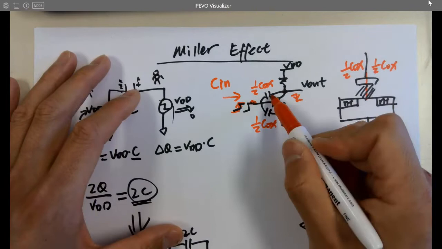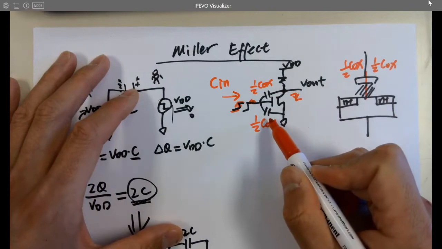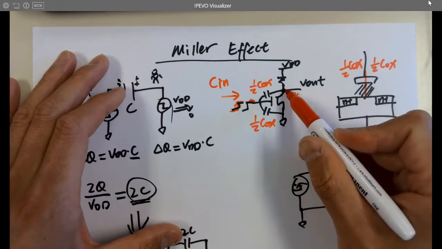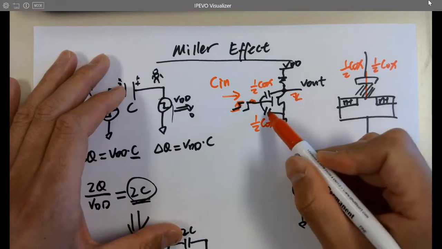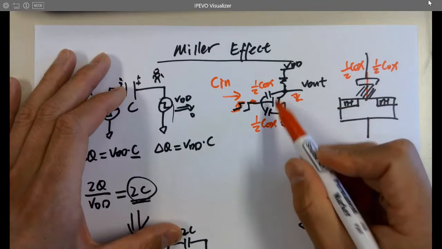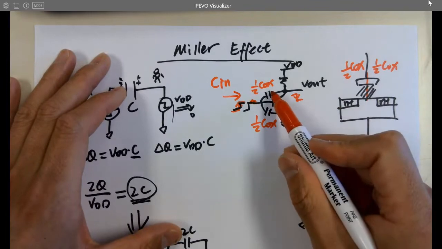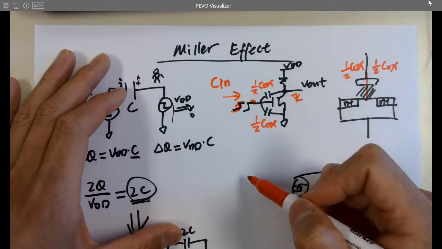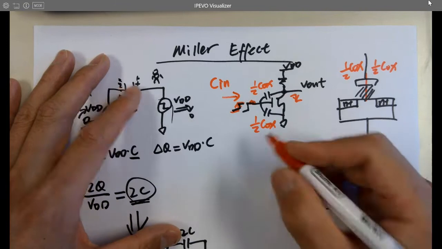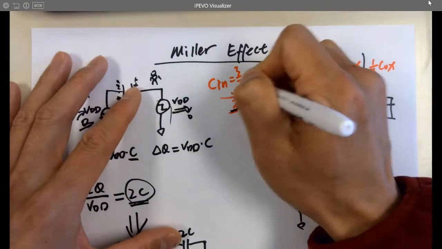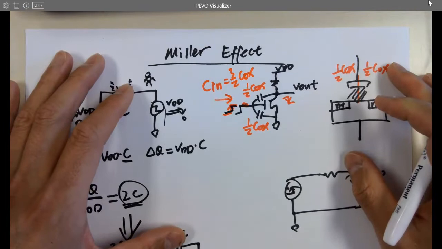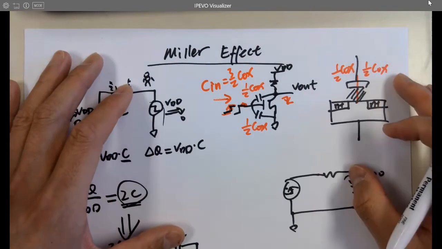This one has a mirror effect. What about this one? No, it's tied to the ground. It's not changing as this one changes, right? So this one doesn't have a mirror effect. I have to divide it into two halves because this one doesn't have that mirror effect, but this one does. Got it? So the total capacitance would be 1.5 C, 3/2 of the Cox, right?